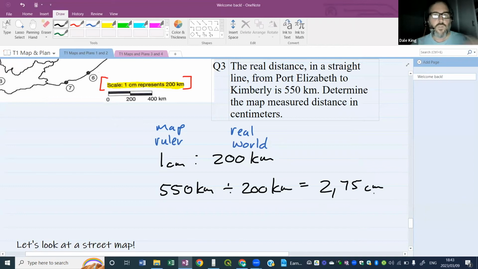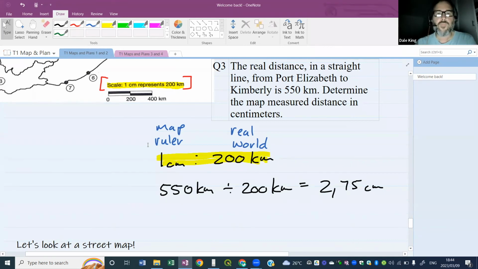So we're dividing here, going from real world to map. In Tuesday's lesson, we learned that if you're going from real world back to map, you need to divide. The 200 comes from the scale. The scale on the map over here, which I've highlighted in yellow, says 1 centimeter represents 200 kilometers. So I've just written it out here as a ratio: 1 centimeter is 200 kilometers.